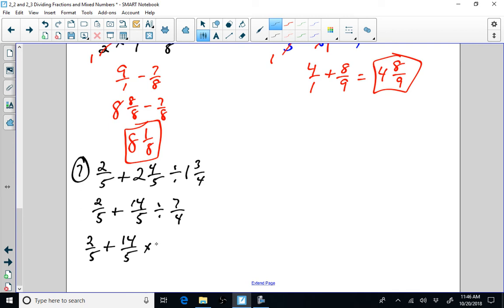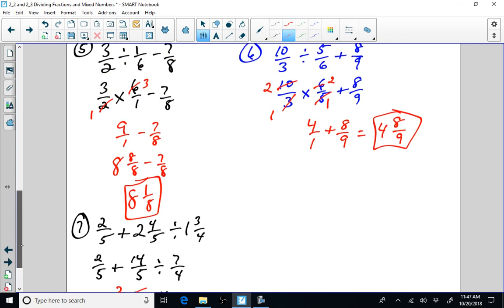14 over 5 times 4 over 7. I can divide out, because the reciprocal of 7/4 is 4/7. I can divide out 14 and 7 by 7. So that becomes 1, that becomes 2. Then I multiply. 2 times 4 is 8. 5 times 1 is 5. So that's going to give me 2/5 plus 8/5. And 2/5 plus 8/5, that is going to give me 10/5, which is the same as 2, for problem 7.